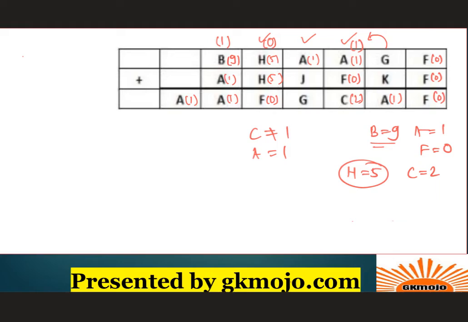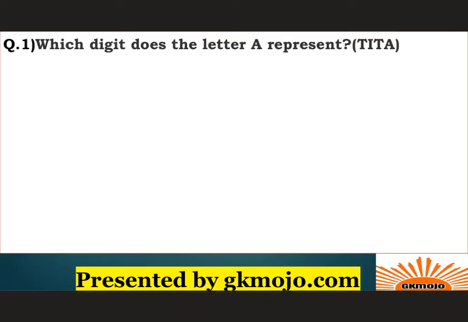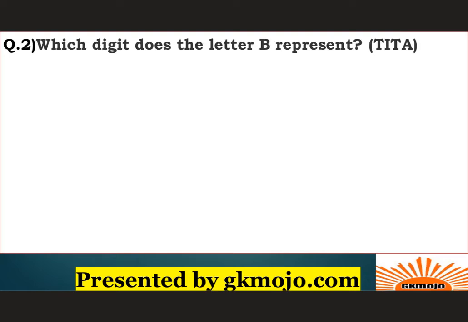Now we'll leave the table at this and have a look at the questions straight away. First question: which digit does the letter A represent? Quite an easy one, a theta question. We had already found in the first minute that the number 1 represents letter A. Second question, again pretty straightforward: which digit does the letter B represent? Again a theta question, and the answer is 9.